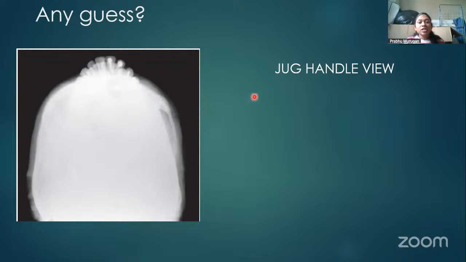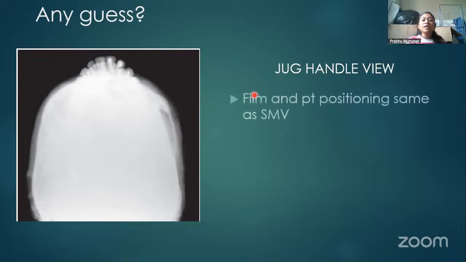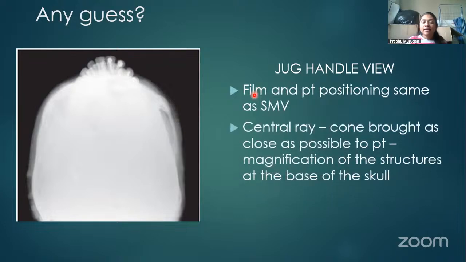So this jug handle view is to view the fracture of the zygomatic arch, where the normal radiation is reduced to one third of the radiation dose, and then you expose the patient and take a radiograph. So the fracture of the zygomatic arch will be highlighted. To view the fracture of the zygomatic arch, don't say submental vertex projection, mention it as jug handle view, which is a modified submental vertex projection.